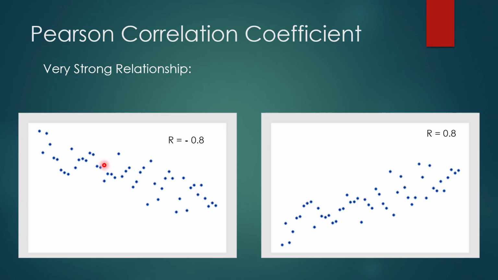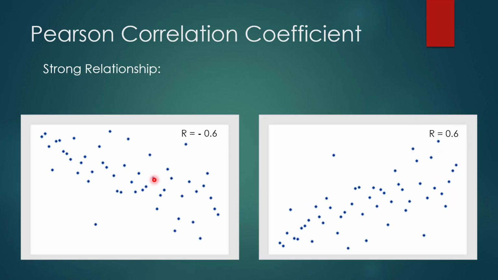And then these are just showing you what a very strong negative relationship would look like, with an R of negative 0.8, and here would be a positive one with an R of 0.8. Here we have still a strong relationship, but not quite as strong. We have a negative 0.6 represented here in the scatter plot, and a positive 0.6 represented in this scatter plot.